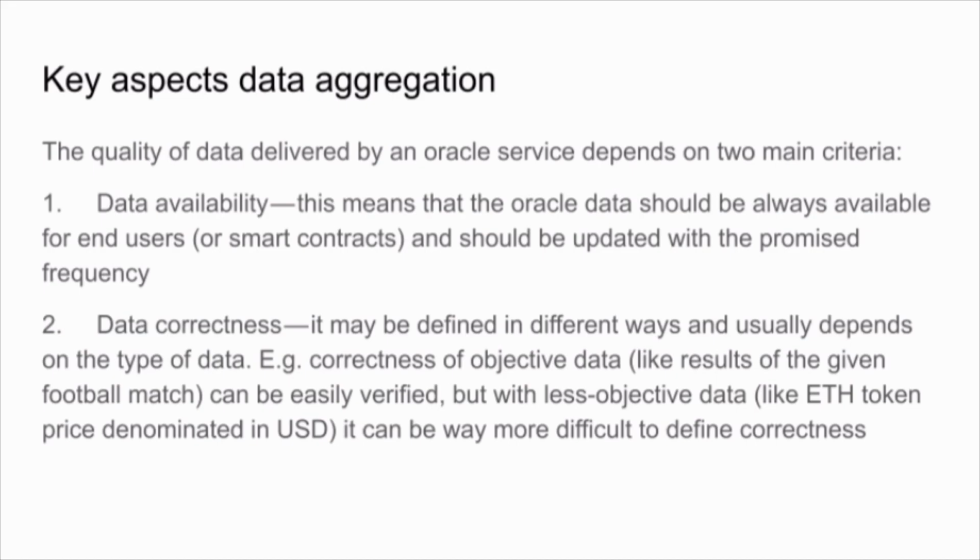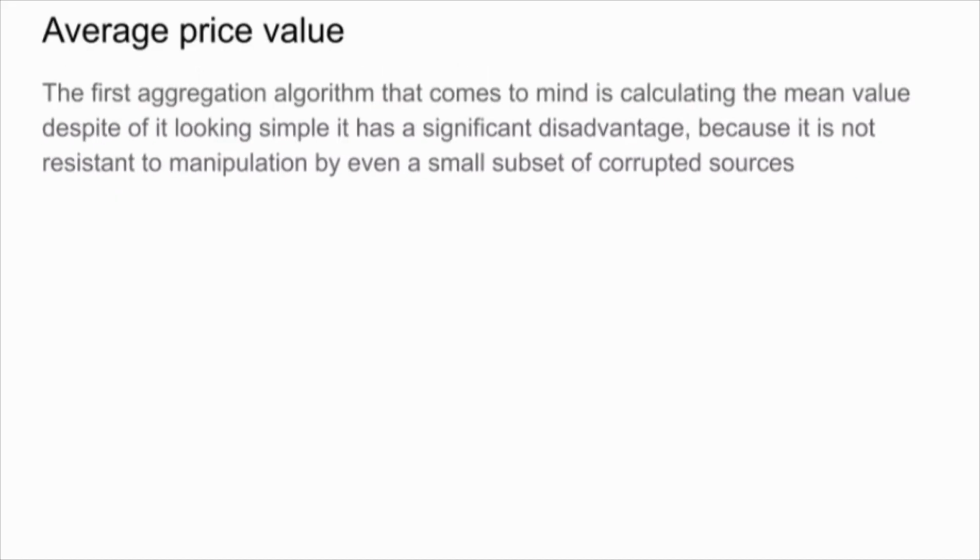The second thing would be data correctness, and it may be defined in different ways and usually depends on the type of the data. For example, correctness of objective data like results of a given football match can be easily verified, but with less objective data like ETH token price denominated in USD, it can be way more difficult to define correctness.